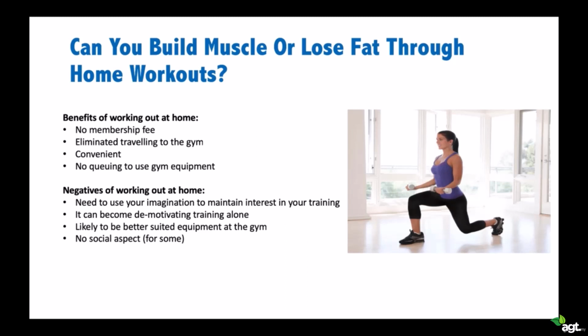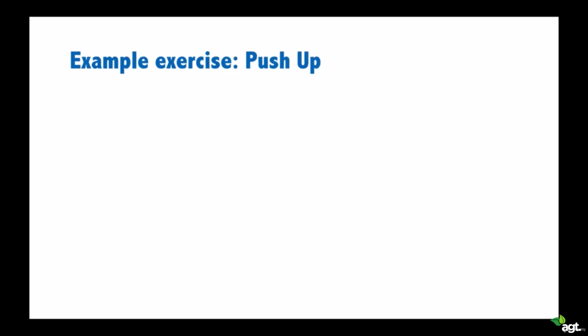And 4, there's no social aspect. And I put "for some" in brackets because some like to be by themselves and get through their workout as quick as possible, whereas others like to take their time and speak to people, have the social aspect like being at a gym. So that might be a negative of working at home for someone like that.